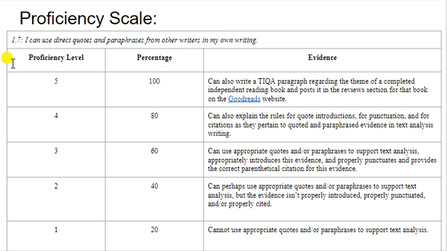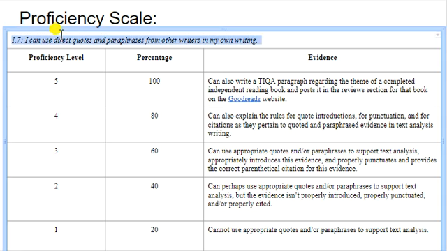Okay? Now the other part of this learning playlist that you're learning is using direct quotes properly to support your own writing. So to get to a 3 on this one, you have to be able to use appropriate quotes or paraphrases to support your text analysis. You need to appropriately introduce that evidence, and of course I'll show you how to do that in the playlist, and properly punctuate and provide correct parenthetical citations for that evidence. And of course I'll show you in the playlist what that means and how to do it.